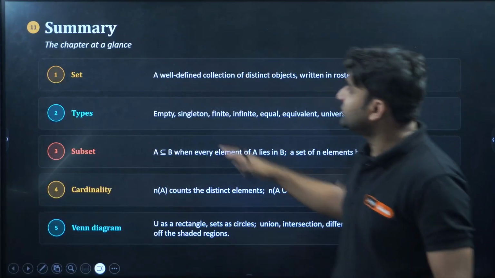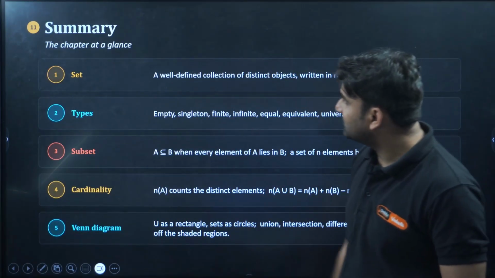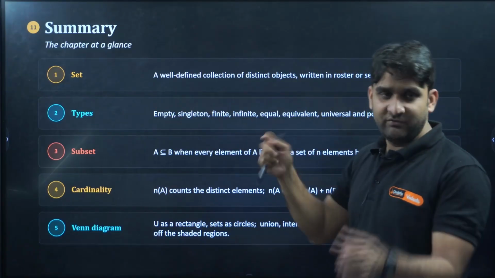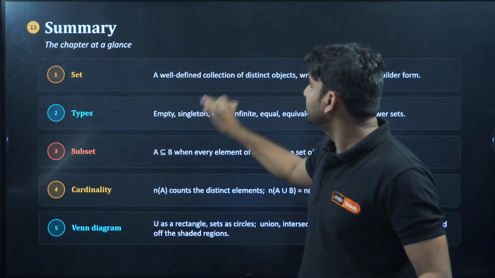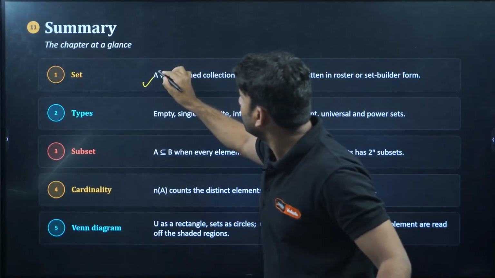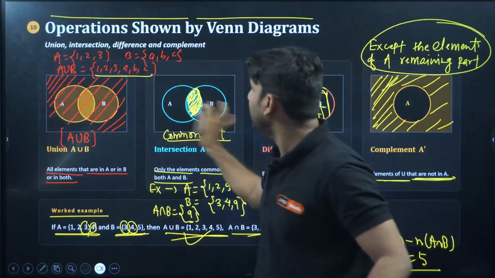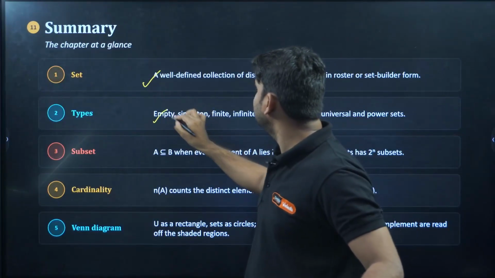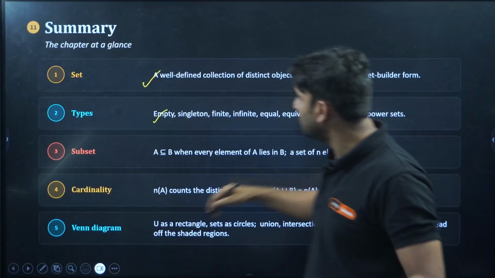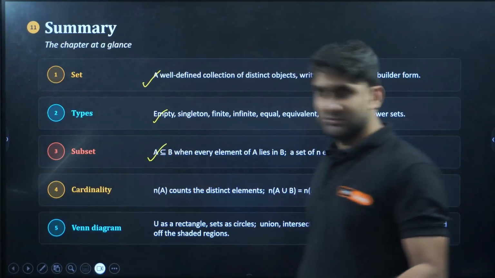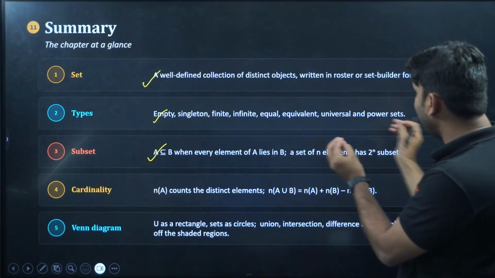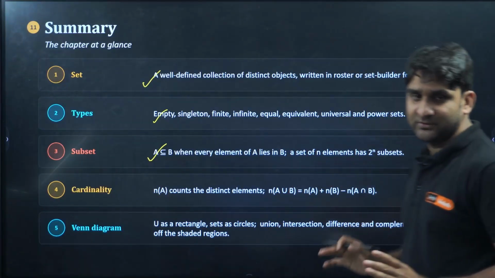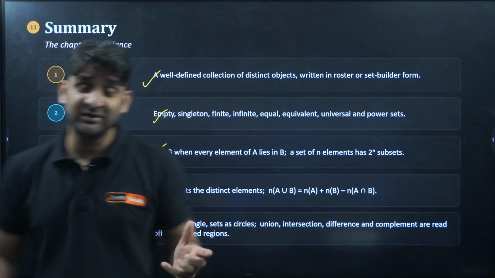So thank you so much. This is the summary of what we have discussed today in this class. Set revision of lecture number 1 we have done, and types: how many types of sets are there? I mean all the sets like empty, singleton, finite, infinite, equal, equivalent, universal, and power set. Subset: A is a subset of B when every element of A lies in B. A set of n elements has 2 to the power n subsets, but proper subsets, one less.